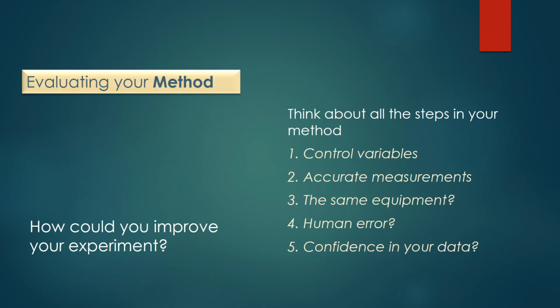So, evaluating your method. We need to think about all the steps in our method. So, did you control all of the variables? Did you make sure that they were all the same? Did you make sure your ramp was the same height? Did you make sure you spread the lubricant evenly? Did you make sure that you used the same object, the same equipment? Did you make sure you started and stopped the timer at the same time?